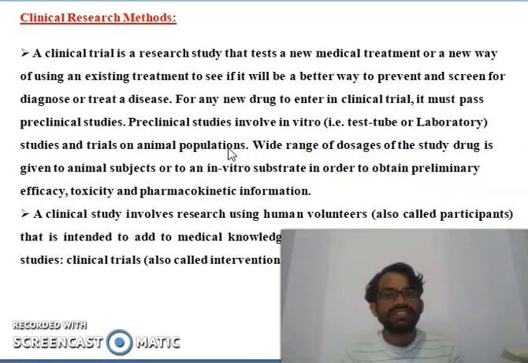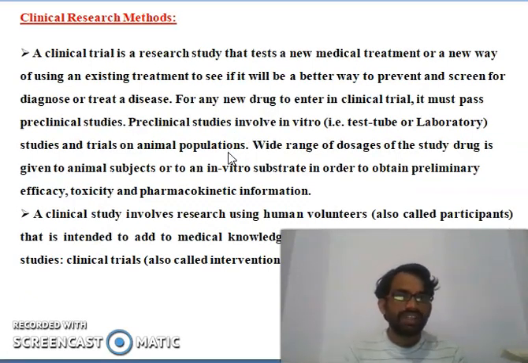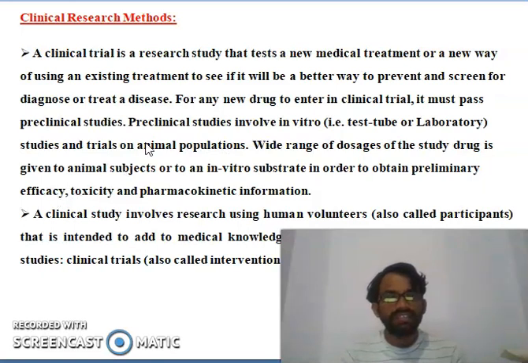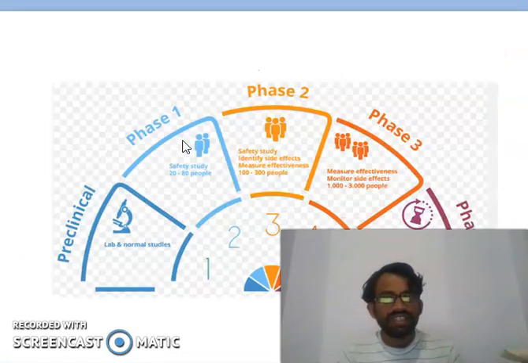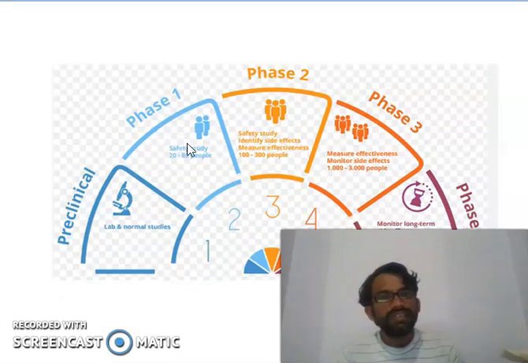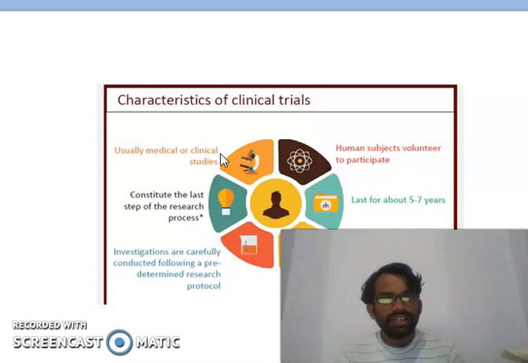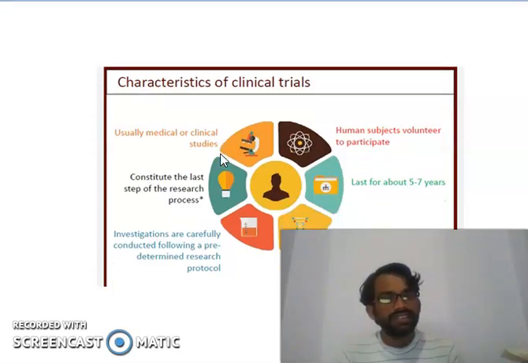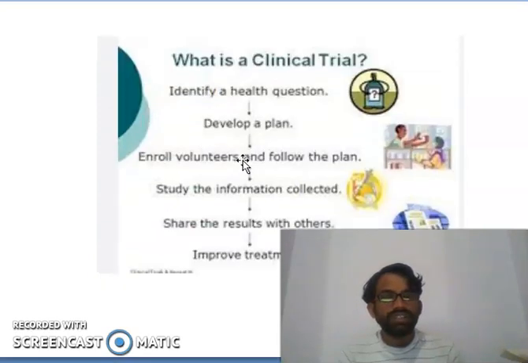Next, clinical research. Clinical research trials are like in vivo studies. You can search for studies testing a new medical treatment or a new way of using an existing treatment, to see if it is a better way to prevent, screen, diagnose and treat disease. Here you can see preclinical, phase 1, phase 2, phase 3, and the ethical committee, with animals also allowed. And these are the characteristics of clinical trials we need to develop. This is what a clinical trial is.